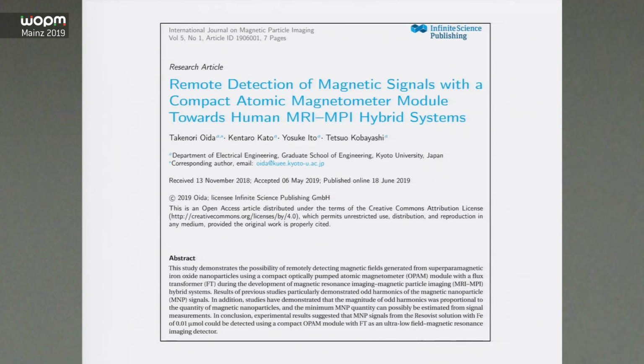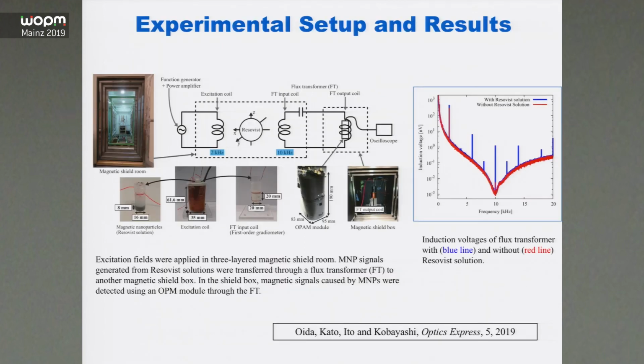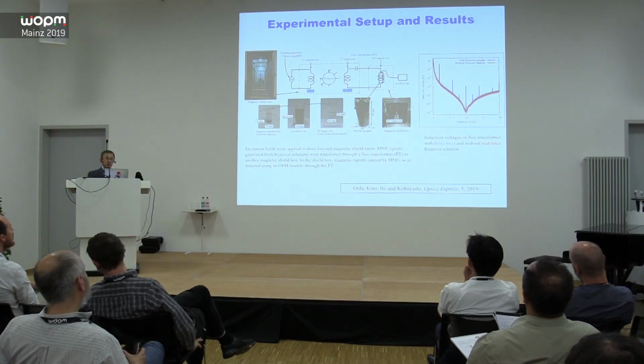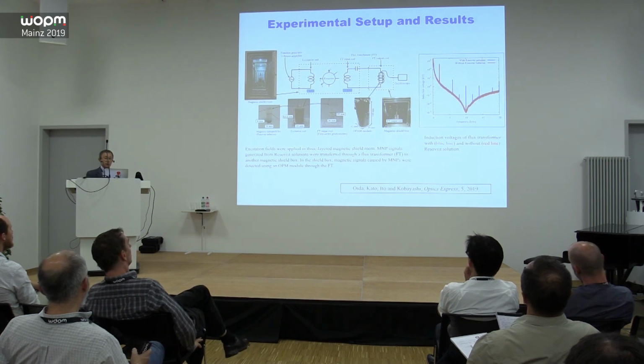This is the final thing. We also tried to measure magnetic particle imaging. We could detect it with the same system used to measure the MRI. We can observe clear magnetic particle signals. This indicates we can measure the MPI signal and MRI signal simultaneously using the same system.